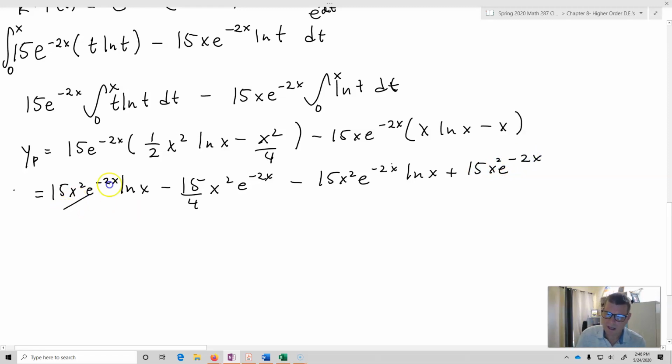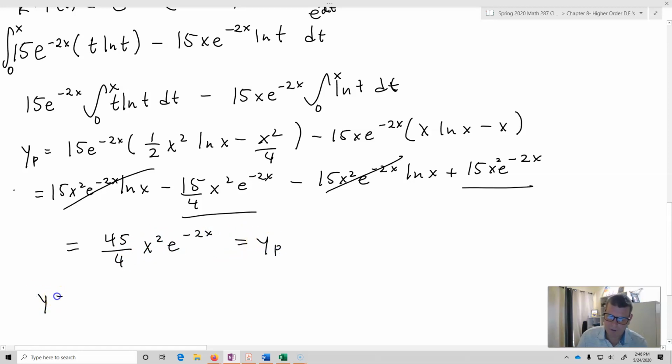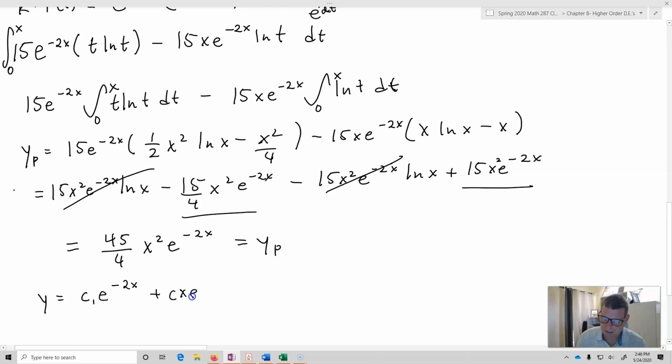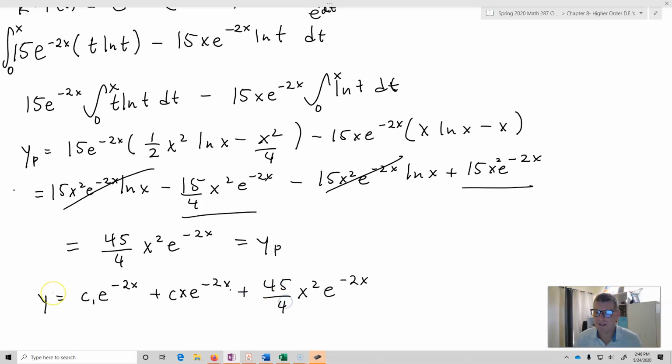So what we see here is that these two terms are going to cancel, and these have like terms, so it should end up being 15 minus 15 over 4, so that's 45 over 4 x squared e to the negative 2x, and that is yp. So y, our full equation, is going to equal c1 e to the negative 2x plus c2 x e to the negative 2x plus 45 over 4 x squared e to the negative 2x, and that finishes the equation.